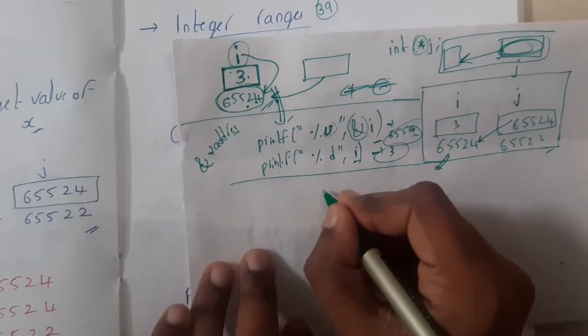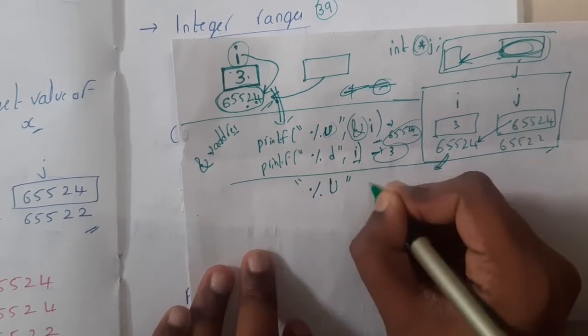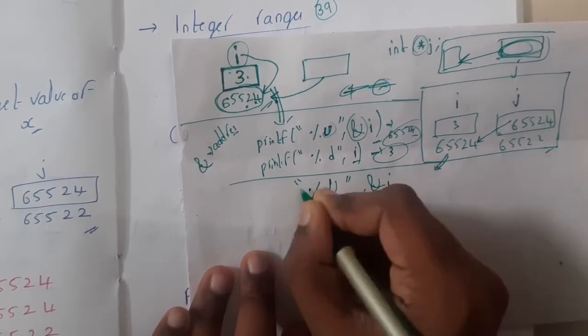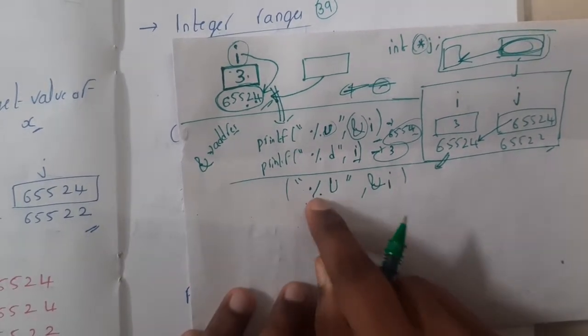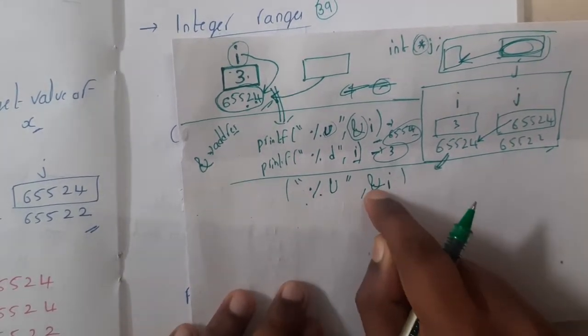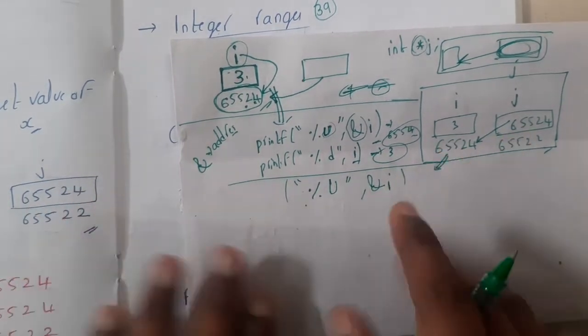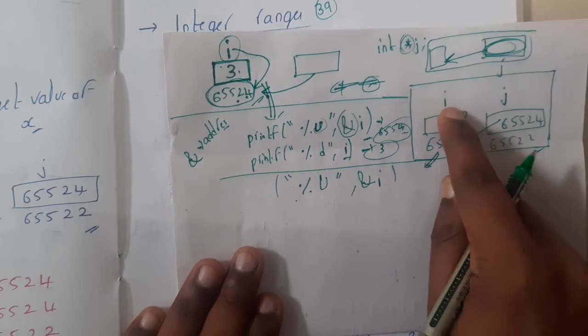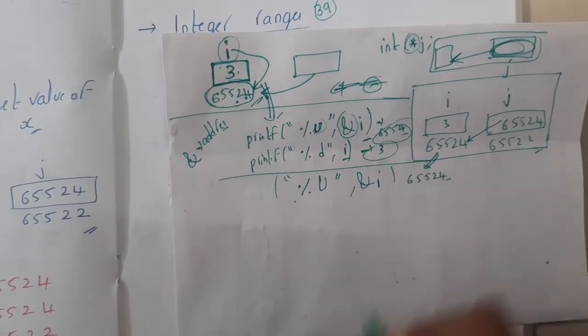So what will be the output if you use %u, comma, address of i? I'm not writing the printf and all those things, guys, you can just understand. Here %u is unsigned, and address of i. Ampersand means, remember, it is the address, simple, right? So what is the address of i? 65524 will be printed. Got it?